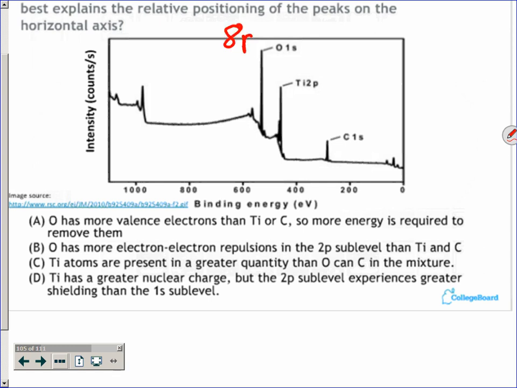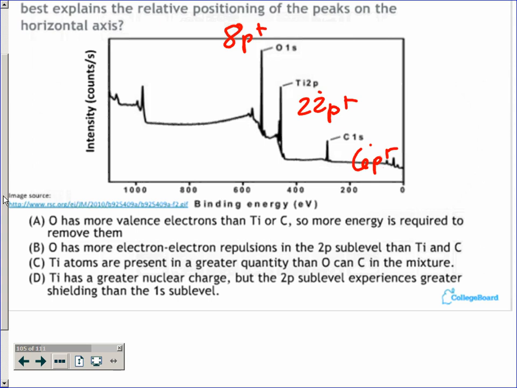8 protons, okay. Ti, titanium, 22 protons. This is just us, just so we can have all of our data on the graph here together. Carbon has 6 protons, okay. So we see kind of a weird arrangement here. It is talking about the 1s, the 2p, and the 1s. So they're talking about different sublevels. We have 8 protons, 22, and 6. Okay, we're going to have that in mind.